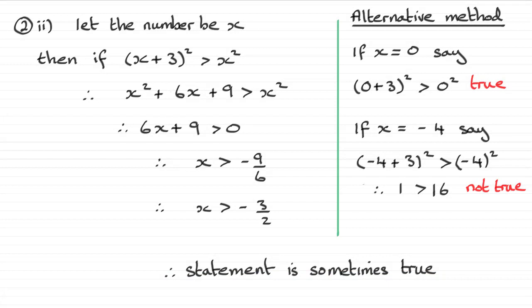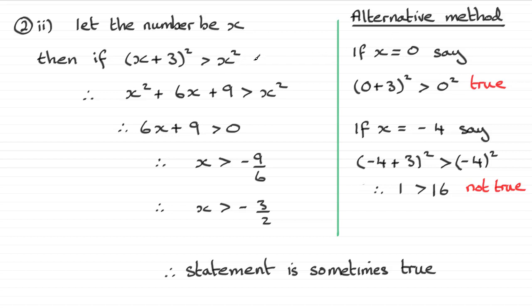Okay, so for this part of the question then, we're asked to show whether a particular statement is always true, sometimes true, or never true. That statement being that if we take a real number, x, say, then if you add 3 to it and square that result, it's always greater than the original number squared. And what I've got here are two methods that I've used.